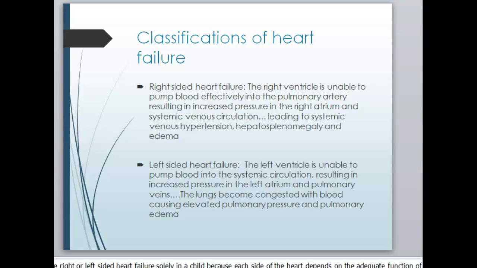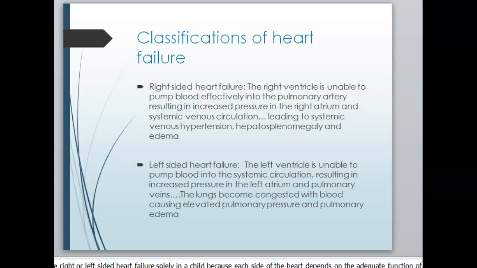So let's do the classification of heart failure. Right-sided heart failure: the right ventricle is unable to pump blood effectively into the pulmonary artery, resulting in increased pressure in the right atrium and systemic venous circulation, leading to systemic venous hypertension, hepatosplenomegaly, and edema.